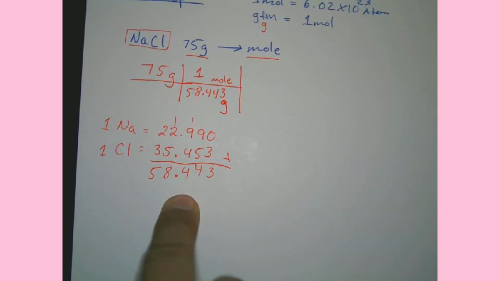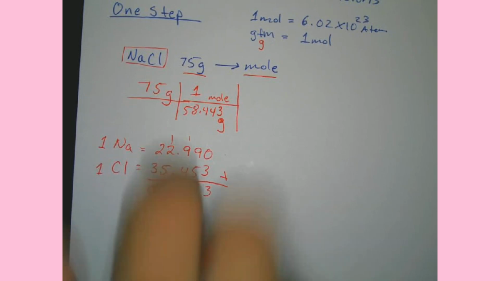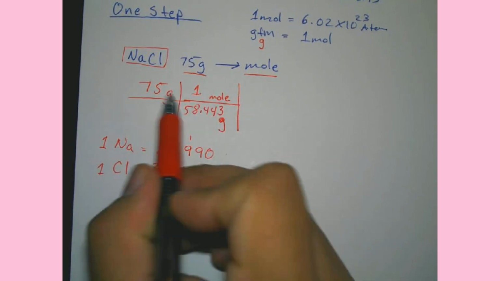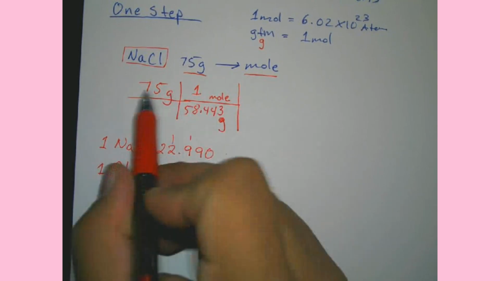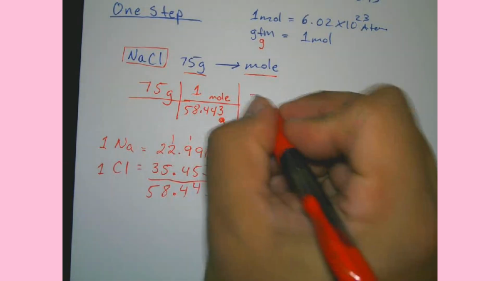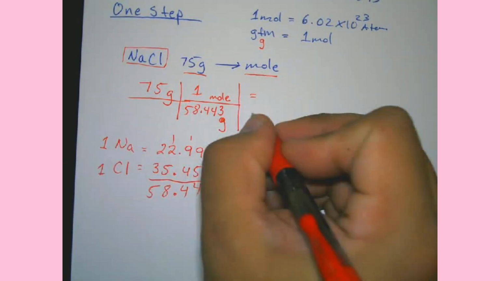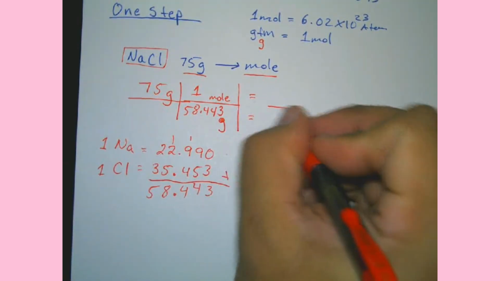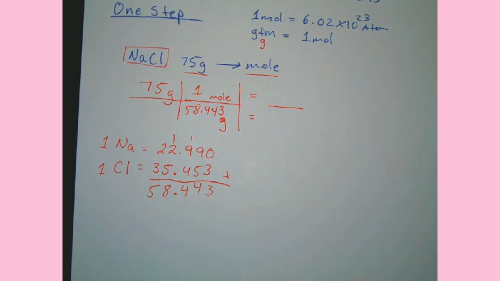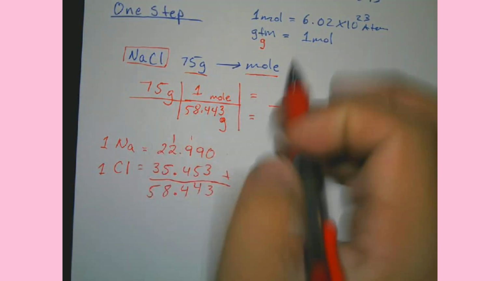Now let's go ahead and finish this problem up. Remember, when we get back to the conversion chart here, we multiply the top together and we're going to get a number. We're going to multiply the bottom together and we're going to get a number, and we save dividing for last. Okay? Well, let's do the bottom part first. There's nothing but this 58.443, so we're going to carry it across.